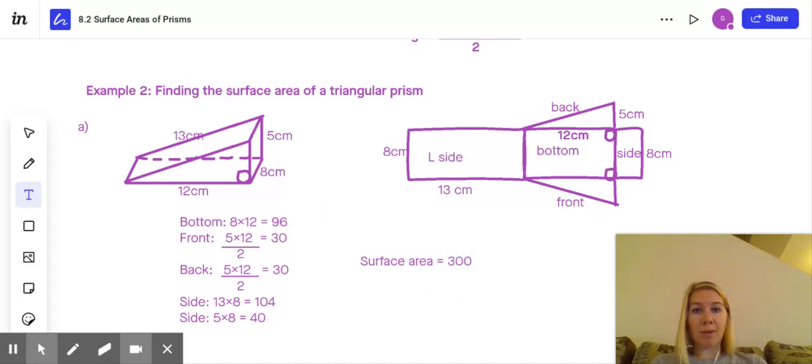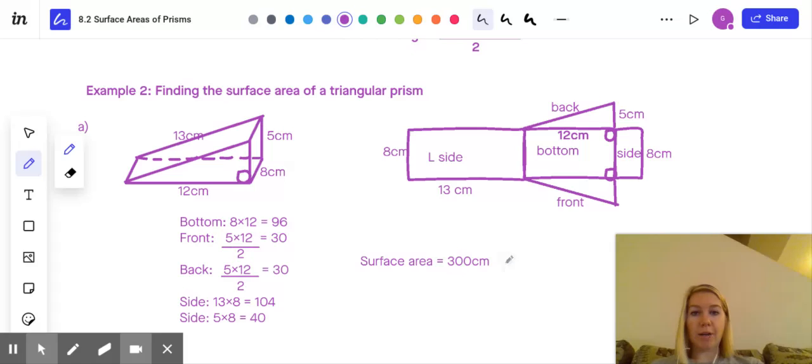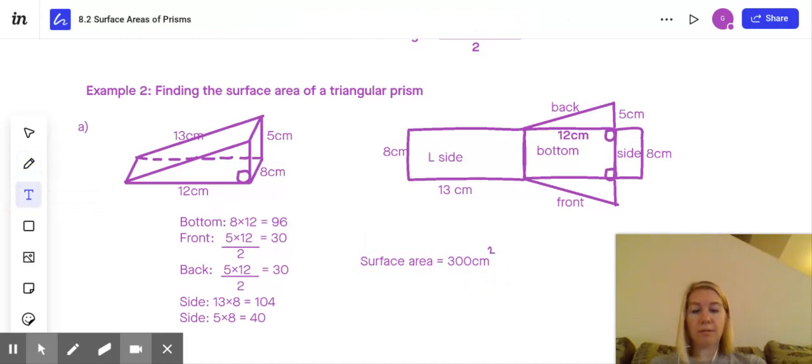And now we need to label what we're measuring in. So let's look at our labels on the net of our triangular prism. And I'm seeing centimeters. So centimeters, and it's centimeters squared. Whenever we find the area of something, it's centimeters squared. Okay, or you could type it 300 square centimeters. So you could either do the little exponents for squared, or you could type out square.